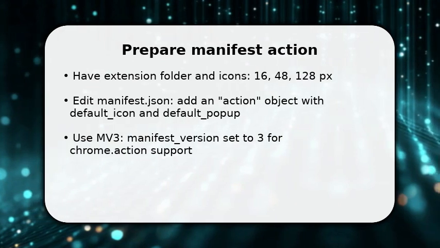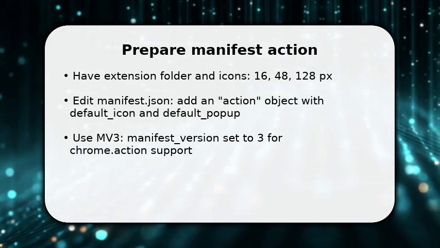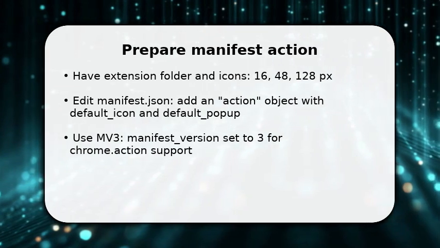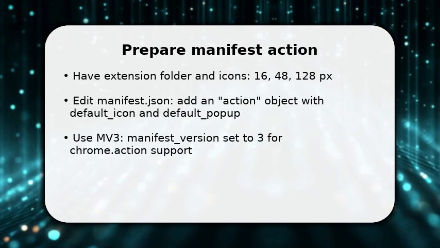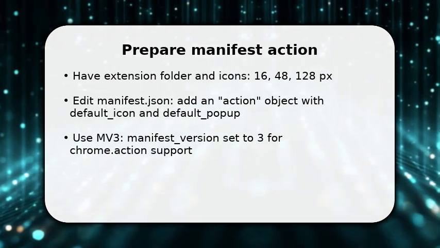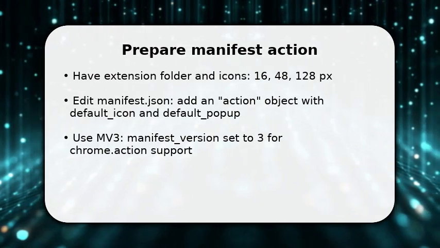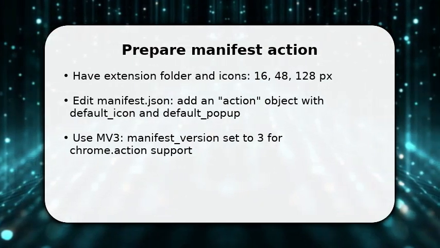Incorrect sizes often fail. Once done, make sure manifest version is 3 because Chrome.action is the supported path. This is why the icon appears automatically when the extension is installed or loaded, rather than relying on older APIs.